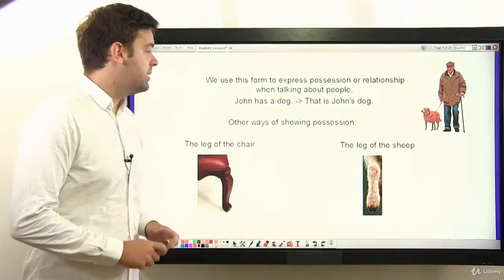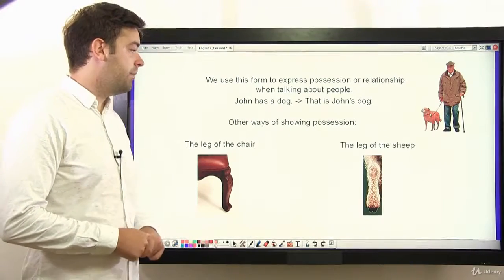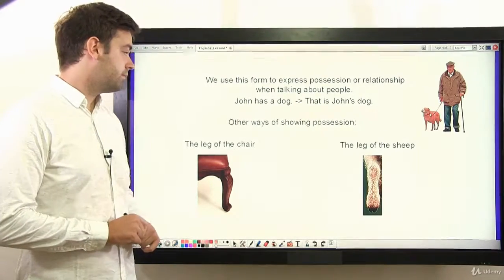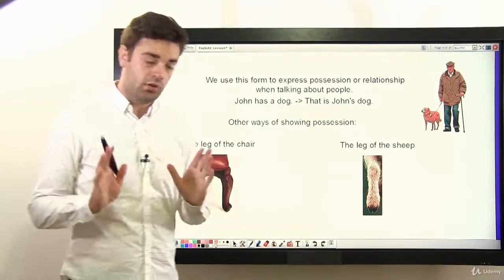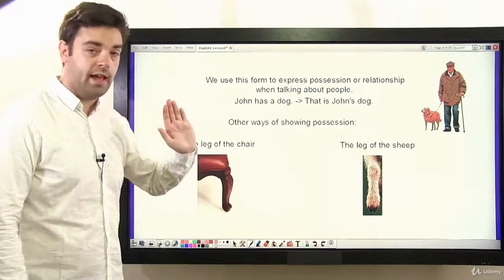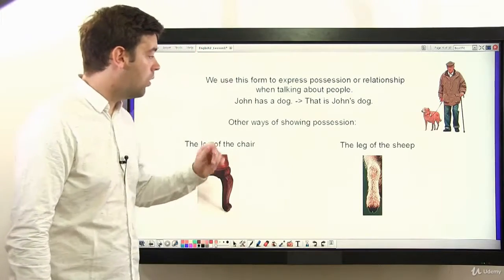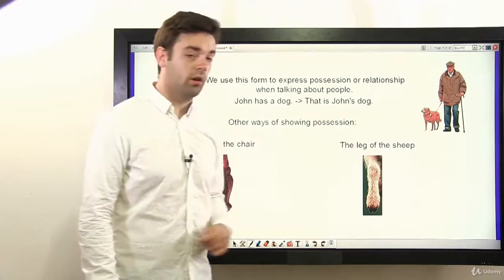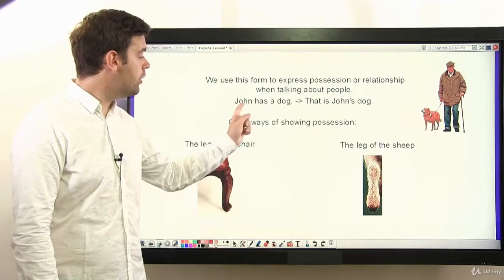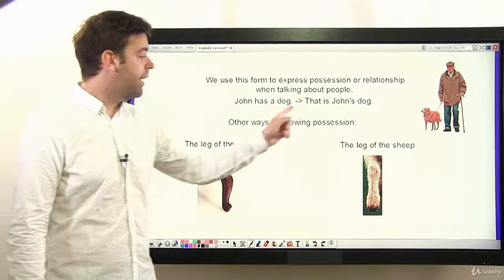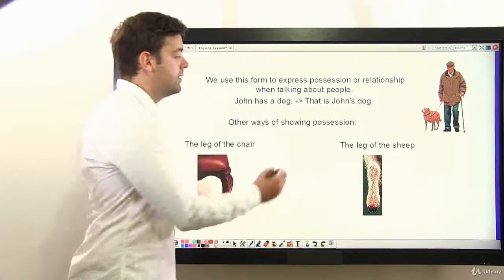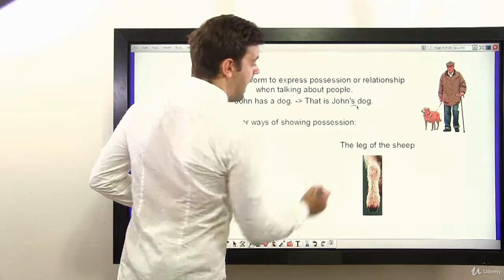We use this form to express possession or relationship when talking about people. So for example, we can do it in two different ways. We can just say simply, John has a dog. Or, that is John's dog. So John has a dog, or that is John's dog. See here, we have the apostrophe s.